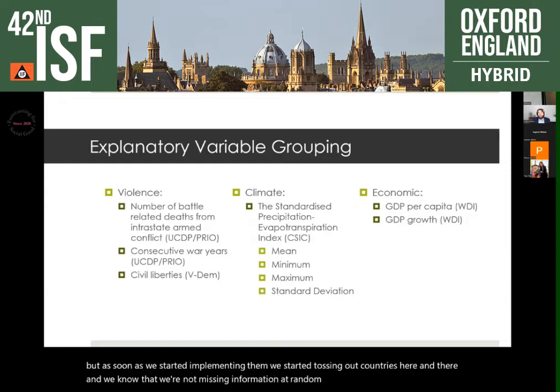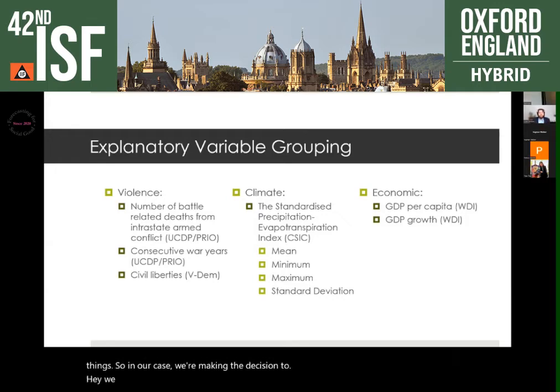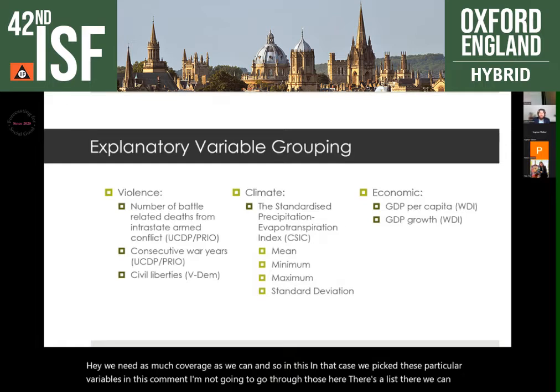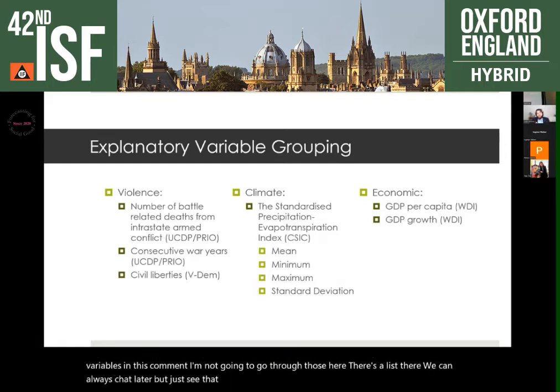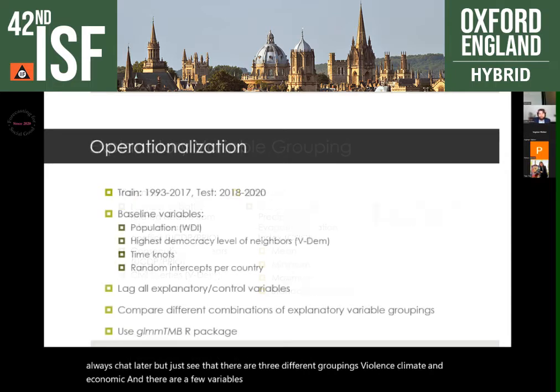Some of the other imputation methods are not robust to dealing with some of these things. So in our case, we're making the decision that we need as much coverage as we can, and so we picked these particular variables. I'm not going to go through those here. There's a list there, we can always chat later, but just see that there are 3 different groupings: violence, climate, and economic, and there are a few variables under each of those.